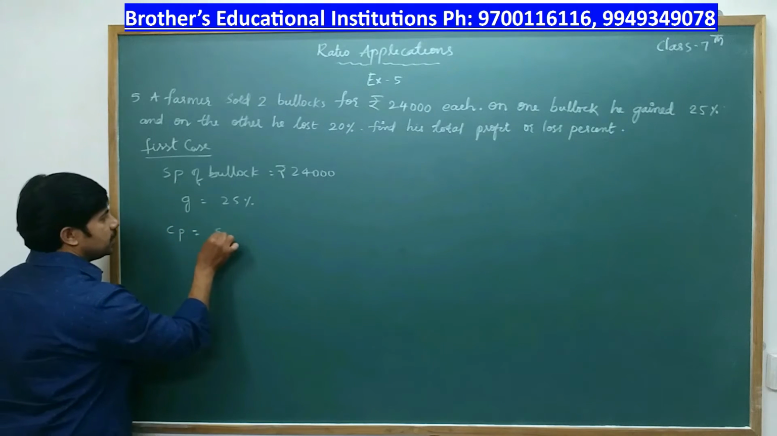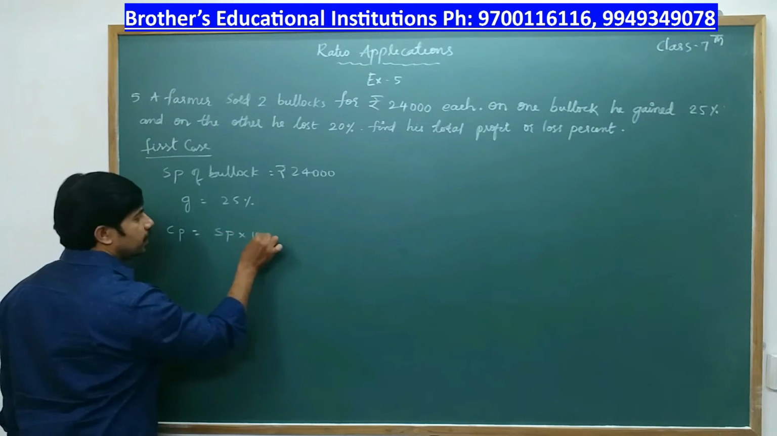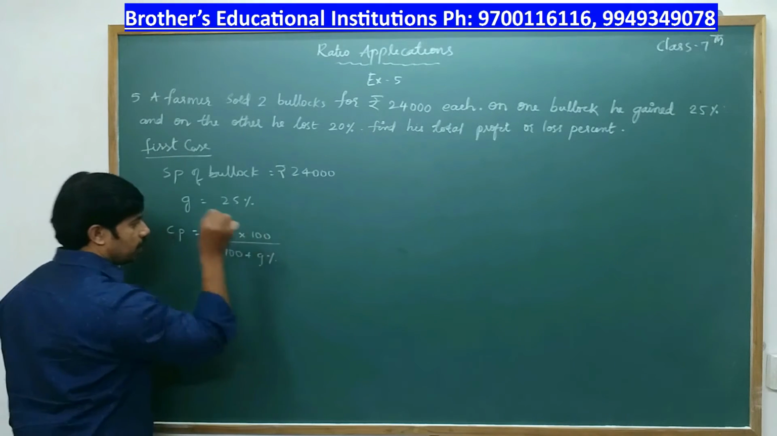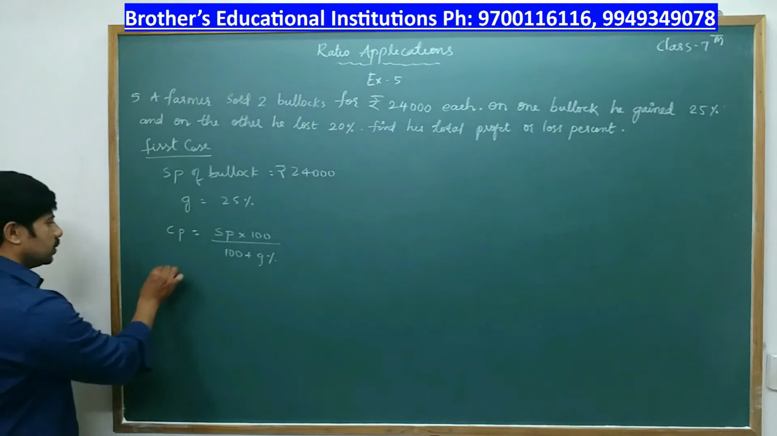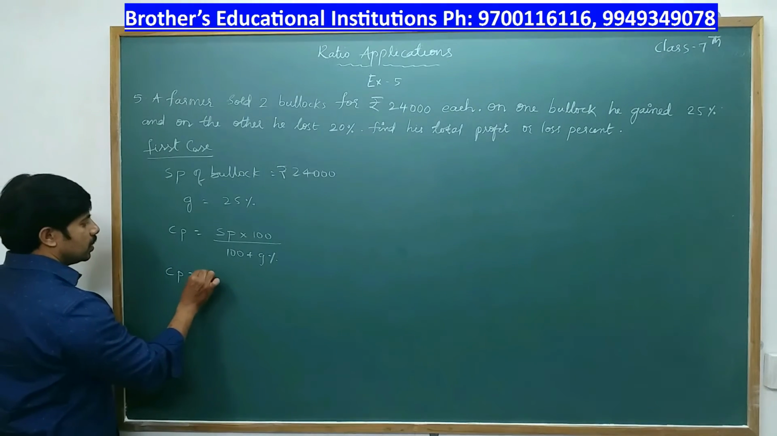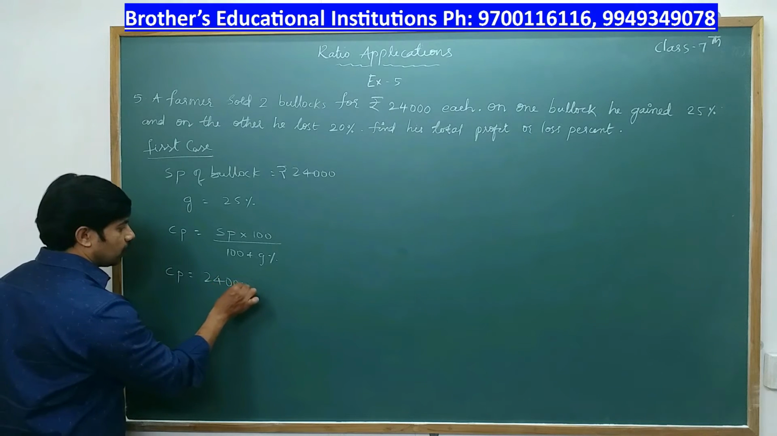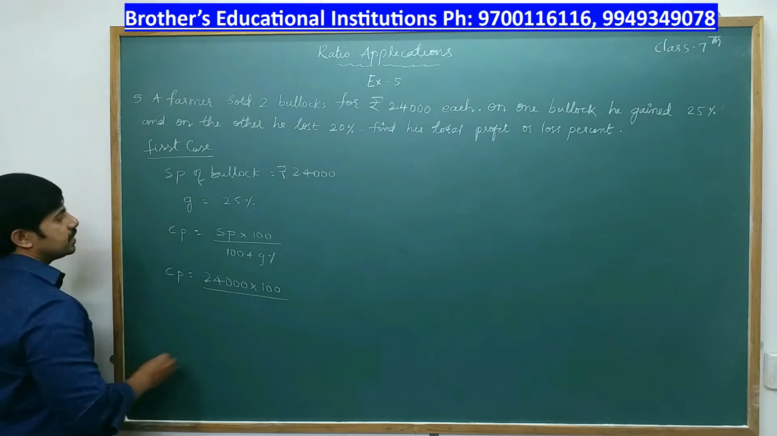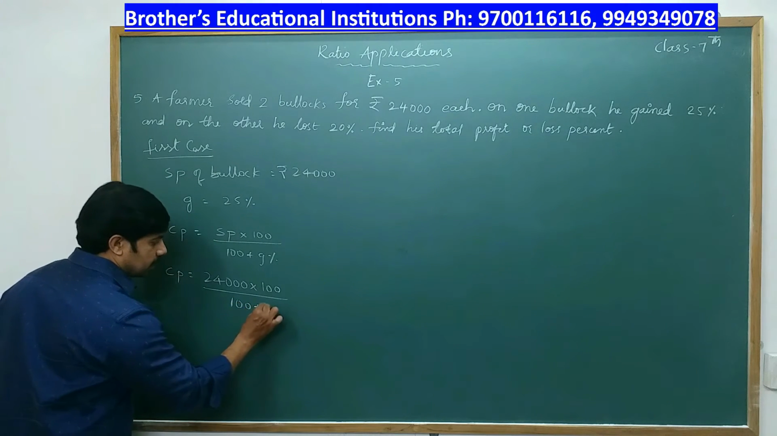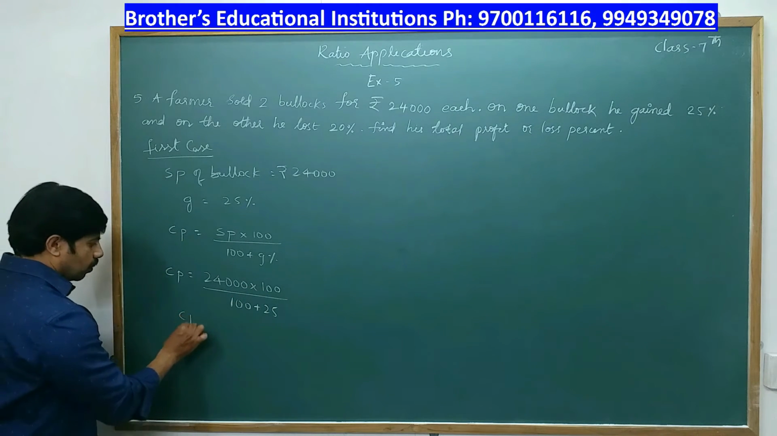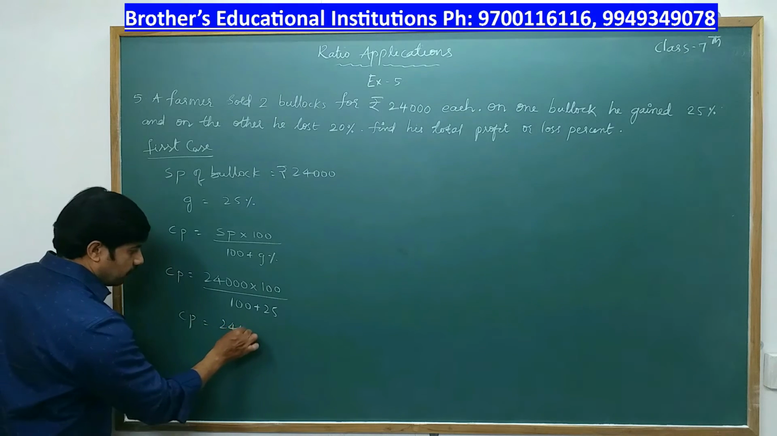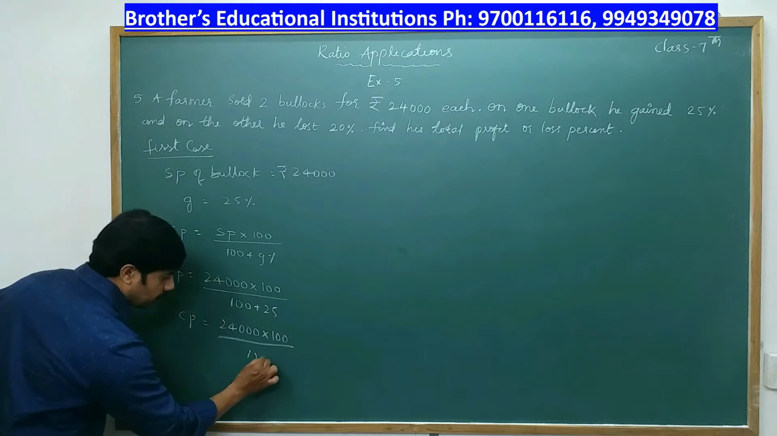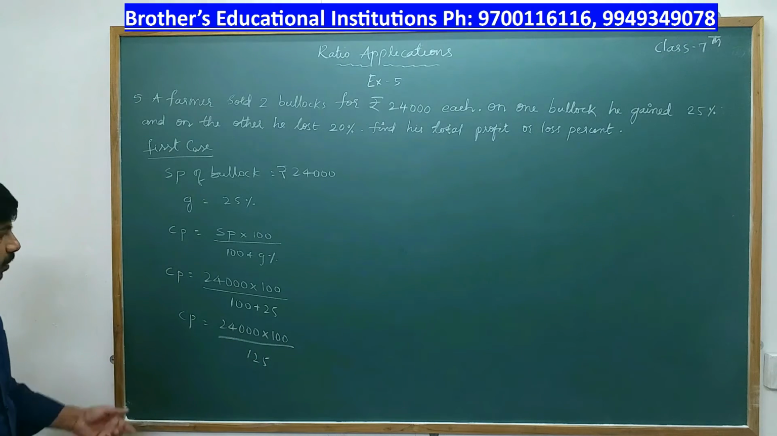Cost price is nothing but selling price into 100 by 100 plus gain percent. So we'll use this. Cost price is equal to selling price 24,000 into 100 divided by 100 plus gain, so that is 100 plus 25. So cost price is equal to 24,000 into 100 divided by 125. We'll calculate this.